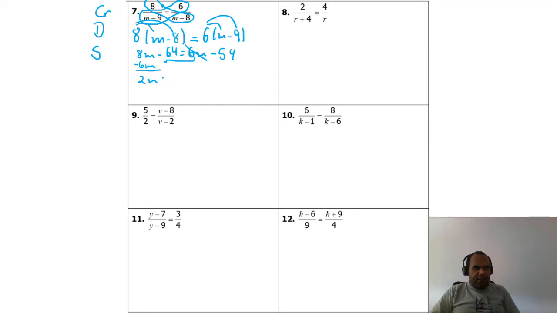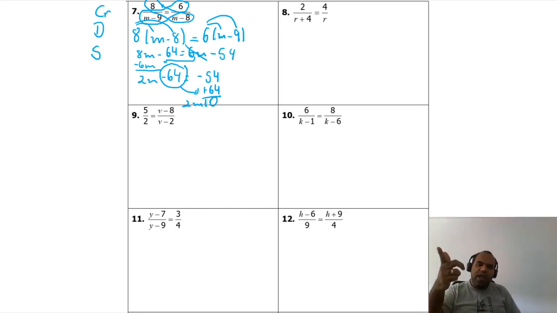2m minus 64 equals negative 54. Right now I need to move the constant here, the term without variable. I need to move negative 64. The opposite is positive 64. It equals 10. 2m equals 10. How many times 2 goes into 10? 5. Yes. m equals 5.